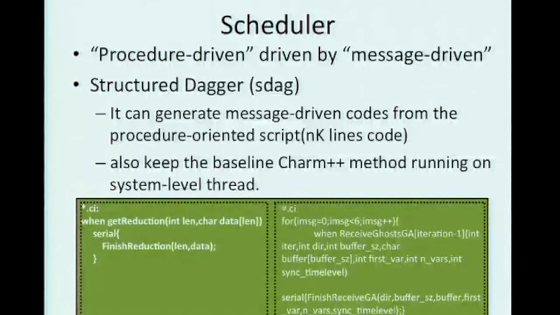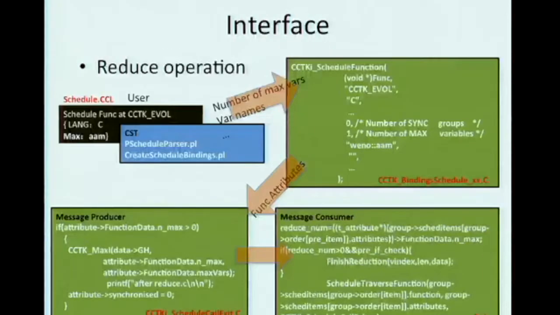In the end, we choose the latter one, and we use Stagger to control the flow. It can generate message-driven code from the procedural-oriented script, and also keeps the baseline Charm++ method running on the system-level thread. Also, we designed the user interface for reduction operations. We have seen the user only needs to write some keywords like max in the CCL files, and the remaining things will all be done by the framework.